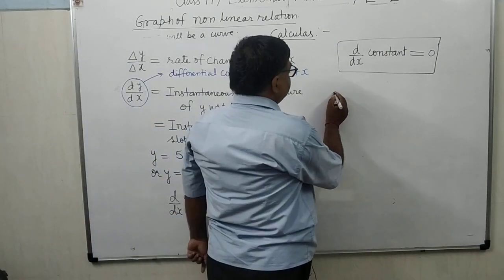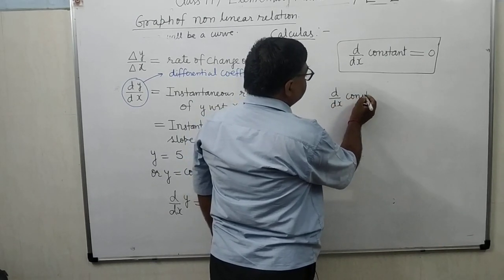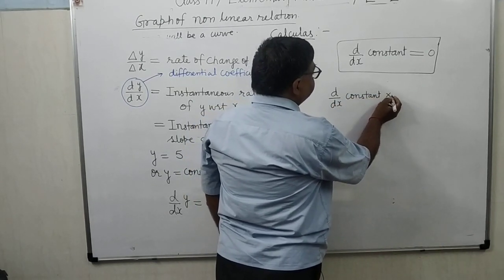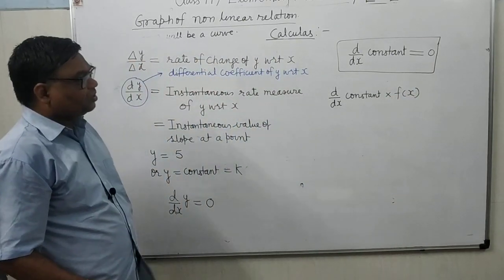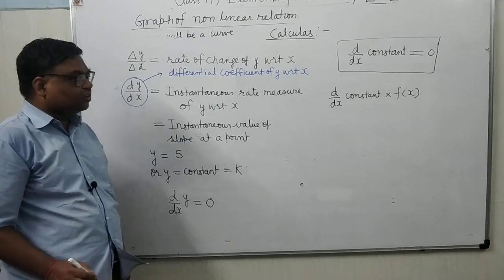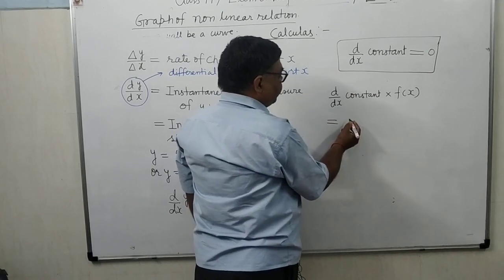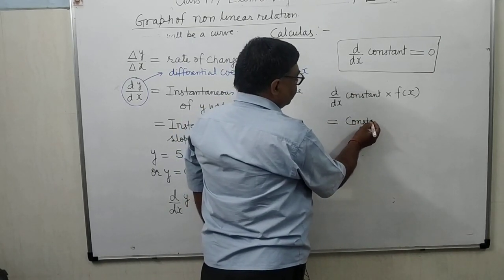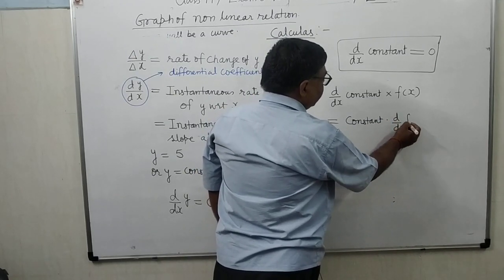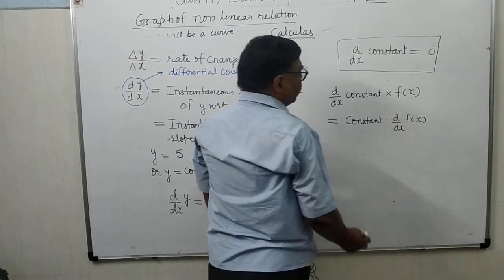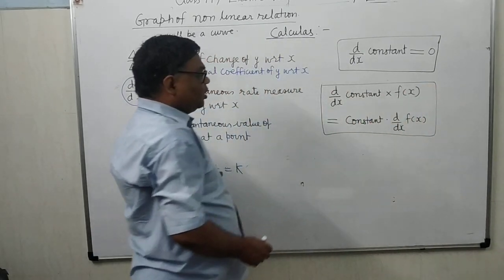Suppose this is d by dx of a constant multiplied by some function of x. d by dx of a constant multiplied by some function of x. So what will you do? You take the constant before. This is constant into d by dx of f(x). It's clear? d by dx of f(x). This is the second formula. It's clear?